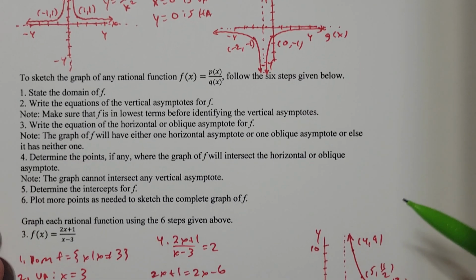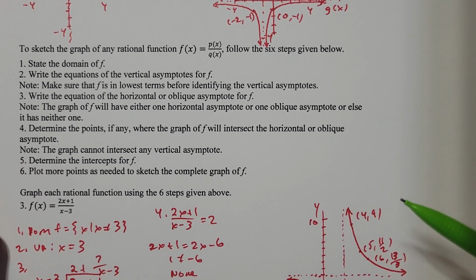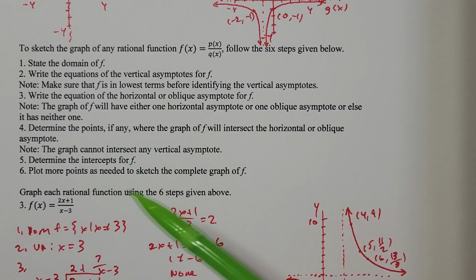Okay? Now, the more important thing in this section is going to be this other method for graphing a rational function, because it's hardly ever going to be the case that you're all set up in some convenient manner to graph using transformations. So it says to sketch the graph of any rational function, f of x equals p of x divided by q of x, you're going to follow the 6 steps that are below.